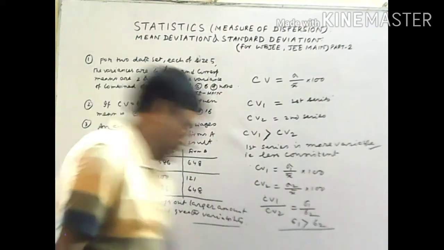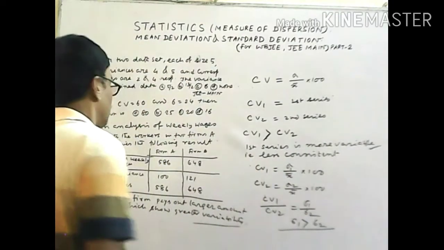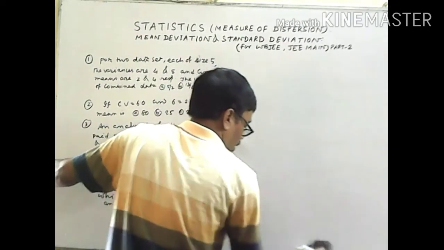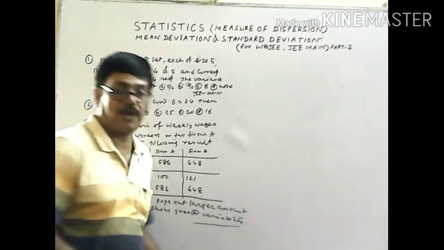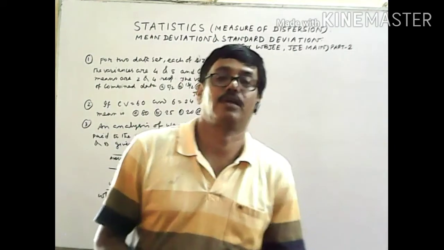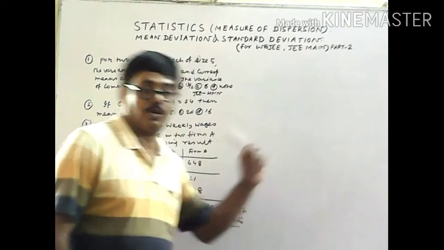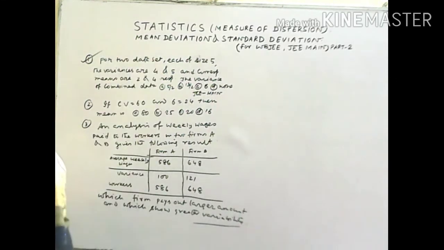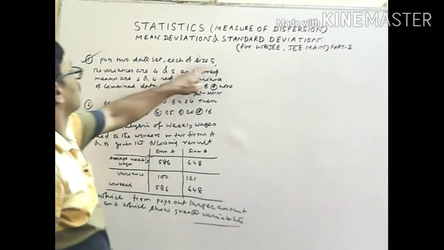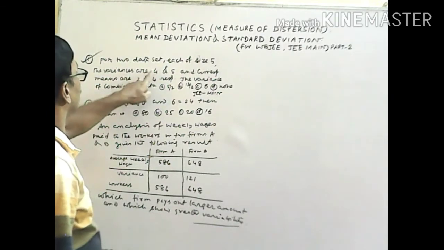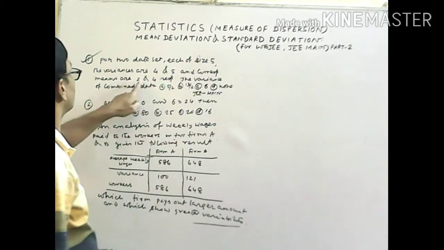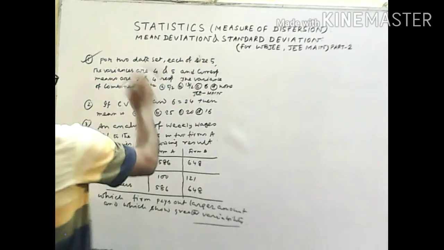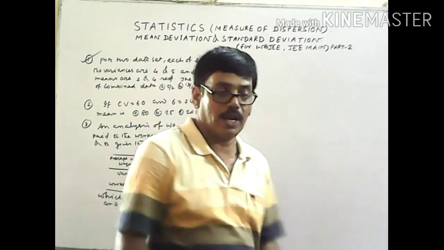So let us discuss some problems. This part is very simple; we need some formulas only. Look, for two data sets, each of size 5, the variances are 4 and 5 and the corresponding means are 2 and 4 respectively. Find the variance of the combined data. So we need a formula here.